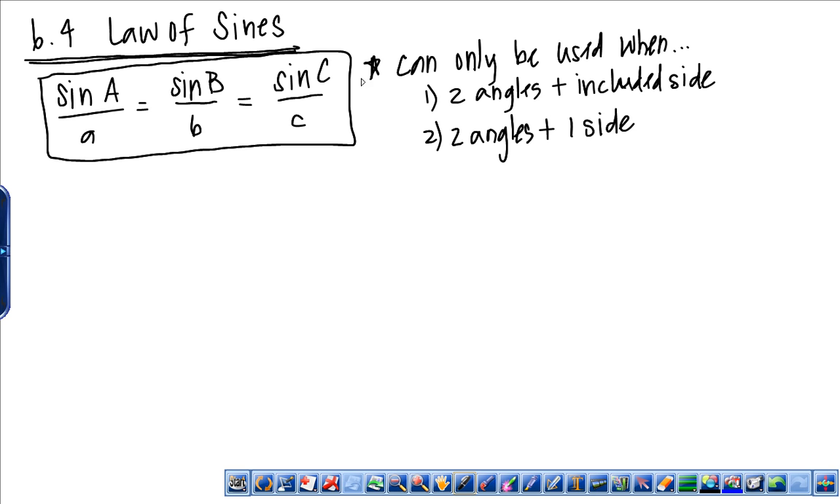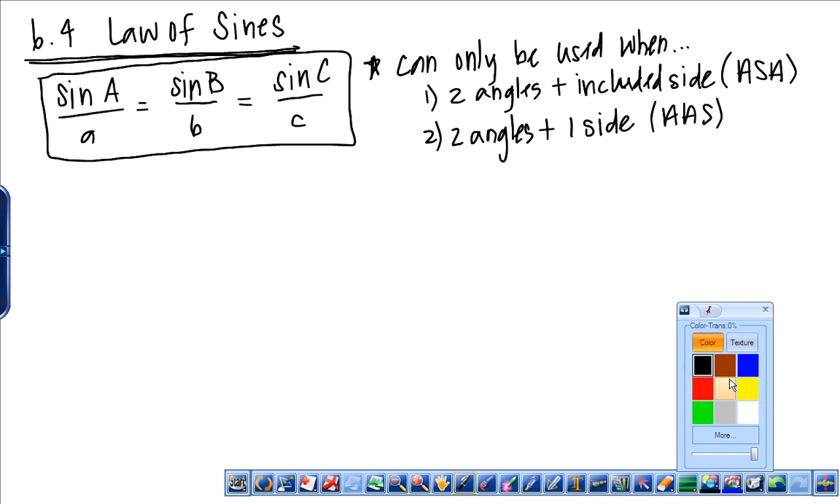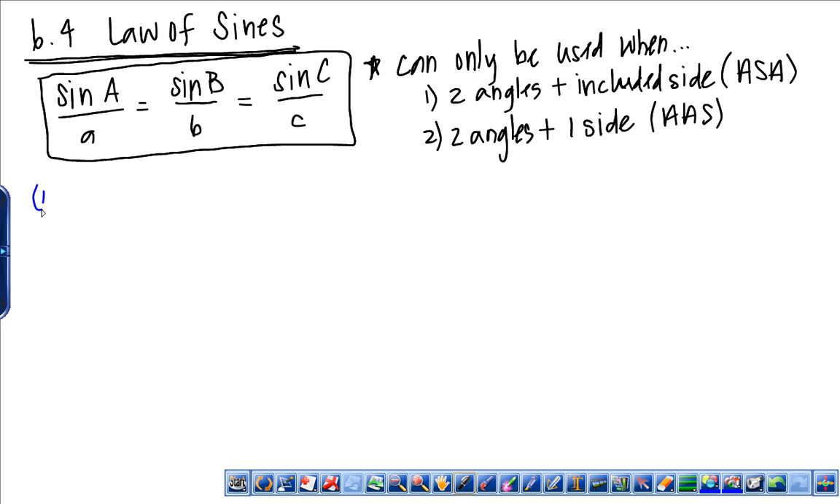Okay, so the only time that you can use law of sines is when you have two angles plus an included side, and this is angle, side, angle. Another time that you can use this is when you have two angles plus one side, and this would be angle, angle, side. This is the only time that you can use law of sines. Okay, so let's do an example.